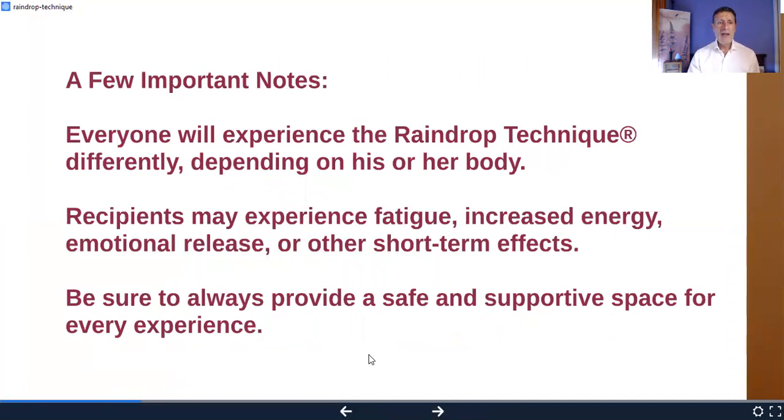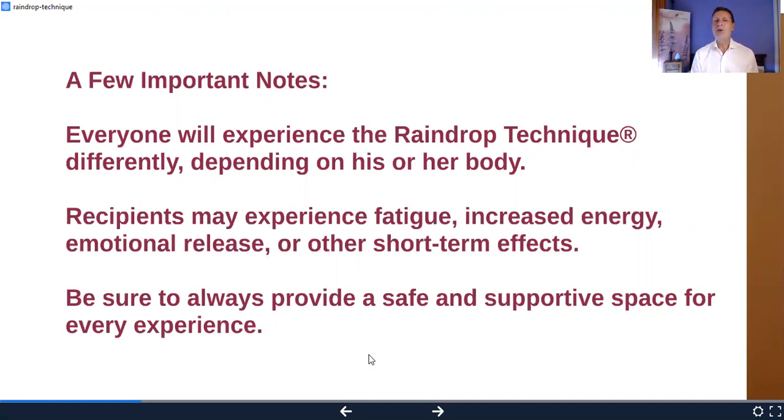Important notes. Everyone will experience the Raindrop technique differently, because everybody is unique and different, okay? So you may experience fatigue, and they will feel more relaxed after. Other people feel an increase of energy. Oh my God, I feel good, I feel well, okay? And sometimes you can get emotional release, okay? Because with a certain essential oil, you will open your emotional levels. If they are blocked, you will open them. And if you open the emotional level, you can experience sadness, you can cry, you can have a lot of reactions. So you have to be ready for that, okay?